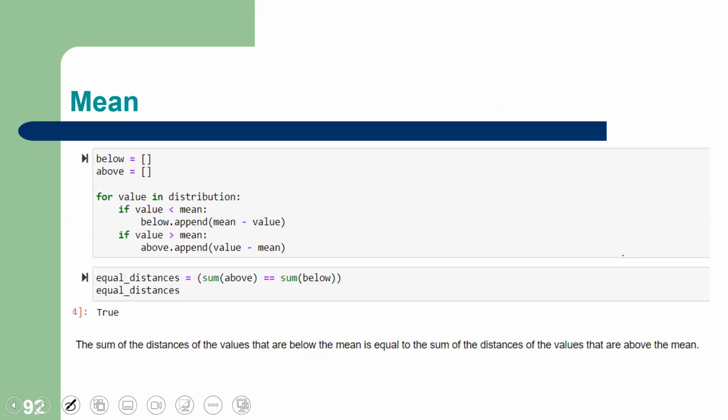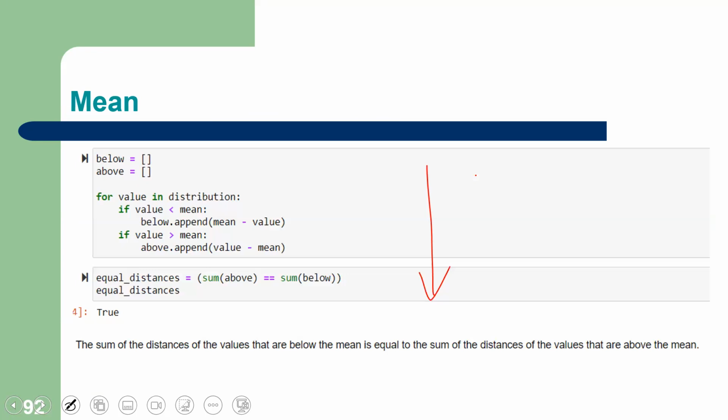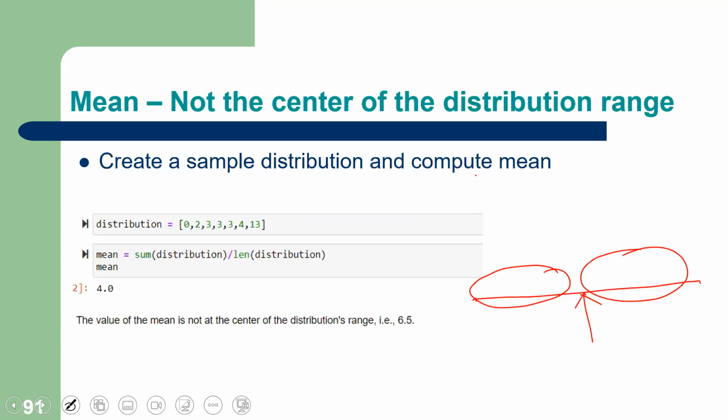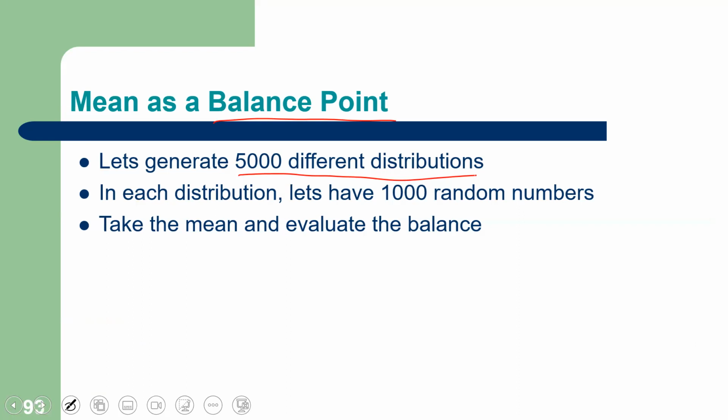This is what I showed you yesterday. Then we also looked into the mean as a balance point, where we considered around 5,000 different distributions. Earlier I had considered only one distribution, so the center point could have been because of the kind of data we selected. We wanted to test it, so I took 5,000 different distributions, and in each distribution I generated 1,000 numbers.